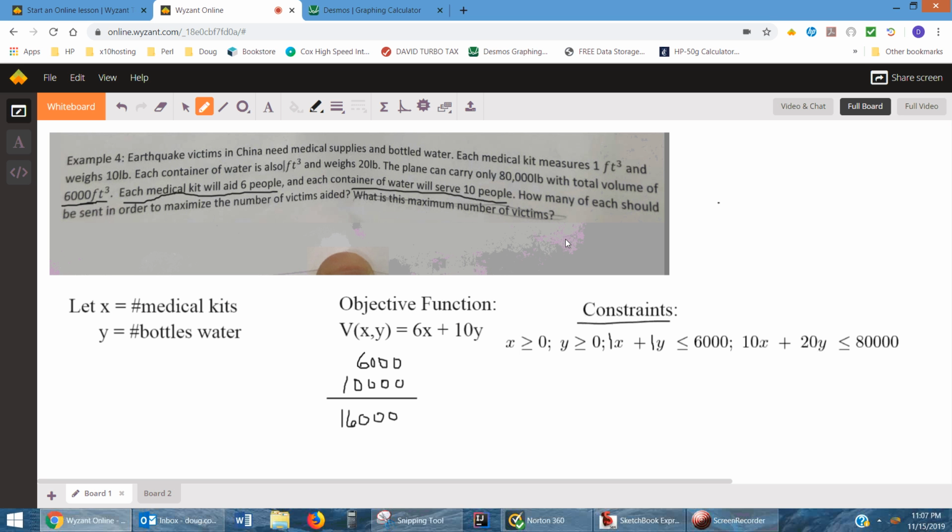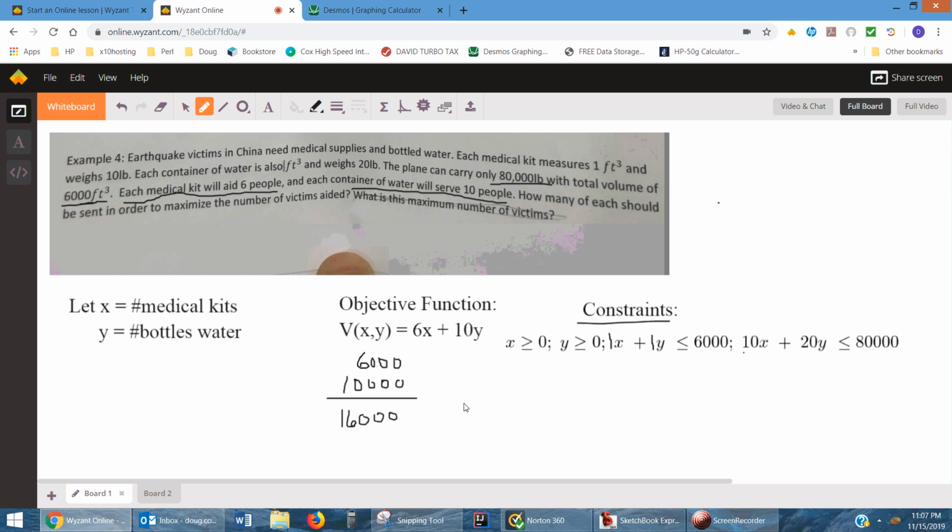And for the pounds, the plane can only hold 80,000 pounds. So each medical kit consumes 10 pounds. That's 10 times x. Plus 20 times y, the number of pounds for a container of water. That has to be less than or equal to 80,000. Otherwise, the plane cannot hold those kits.